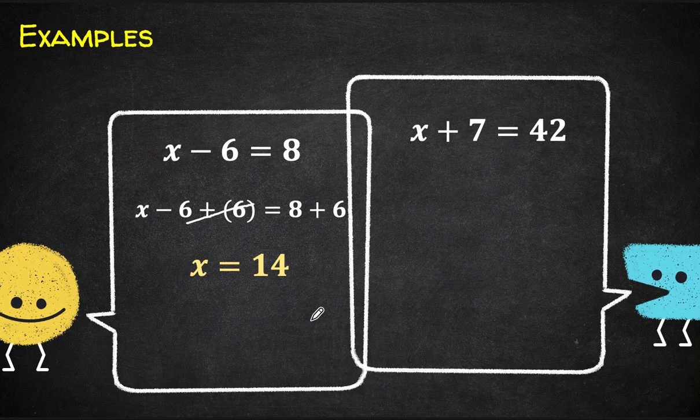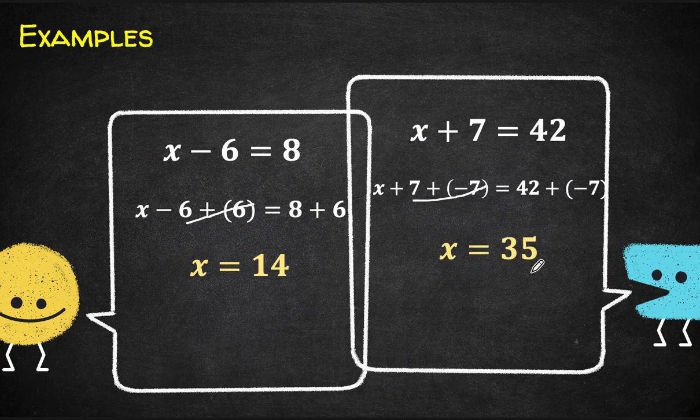Okay, another one. x plus 7 is equal to 42. Get the opposite of 7, which is negative 7. That opposite is the one that we're going to add on both sides of the equation. Again, the property that we use here is the addition property of equality. Adding negative 7 on both sides, 7 plus negative 7 is 0, and 42 plus negative 7 is 35. Again, please do remember our rules in adding integers. That will also be very important here.